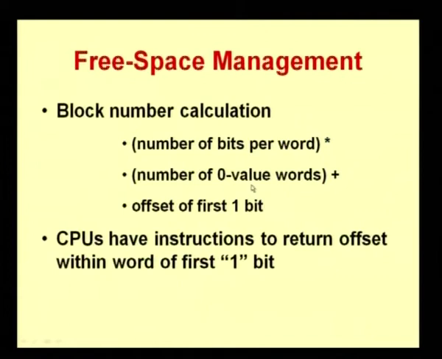So, as far as block number calculation is concerned, the formula is number of bits per word into number of 0 valued words plus offset of first 1 bit. CPUs have an instruction to return the offset within a word of the first 1 bit. So, this is how we calculate a block number for free space management.